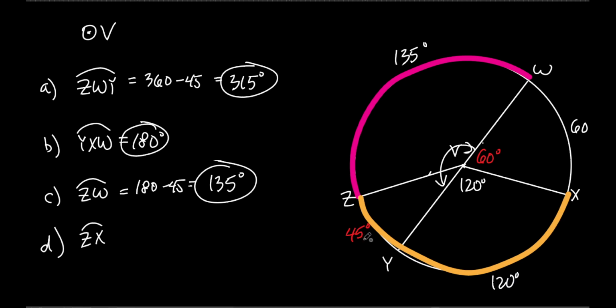No, we have to add the 45, right? So from here to here is 120. Then from here to here, they told us it was 45. So we just add those together. So 120 plus 45 is 165.